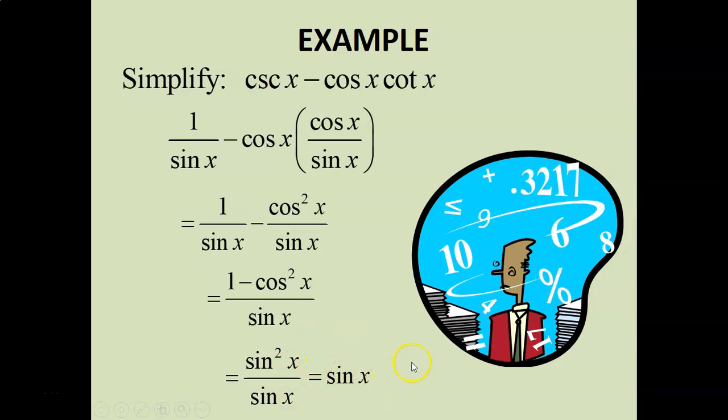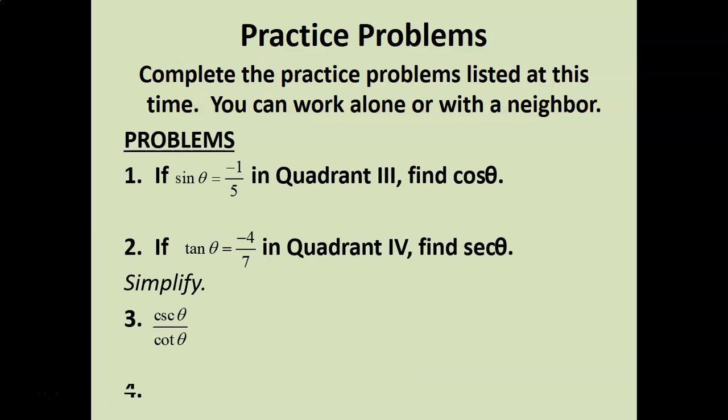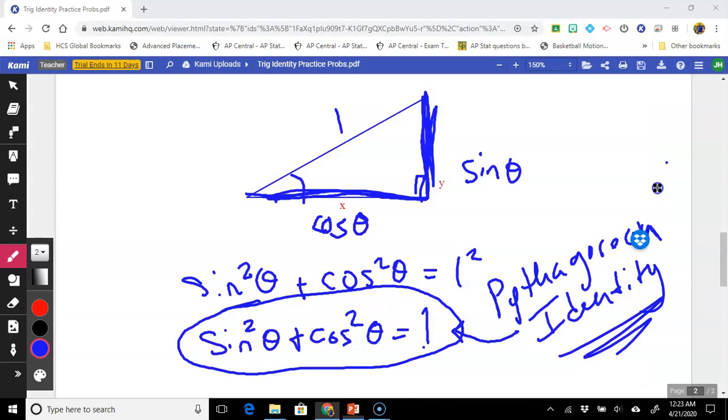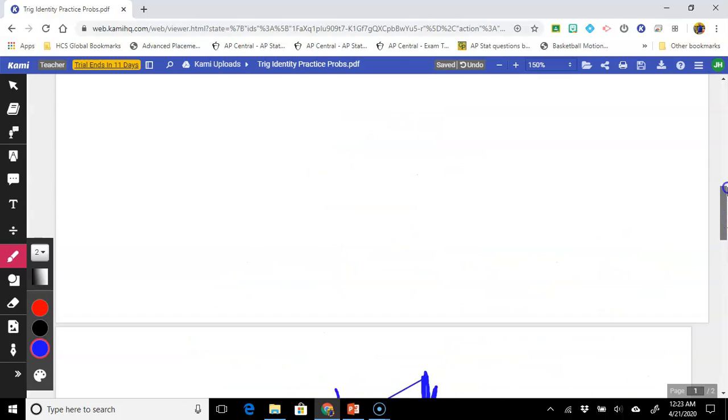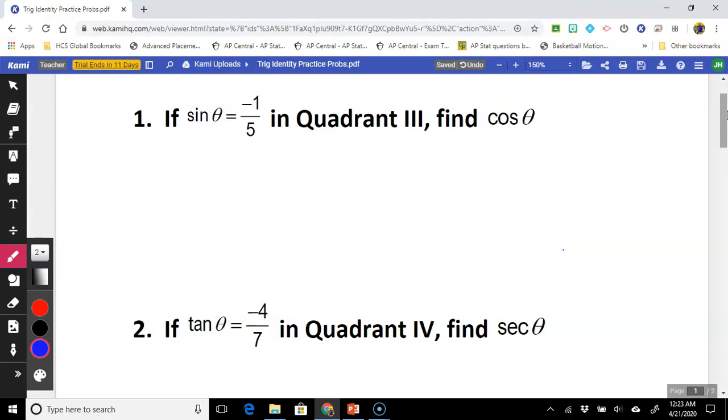And in this case, we simplified out to be sine of x. Okay, so I have some practice problems here. And rather than pulling them up in the PowerPoint, I'm going to look at them with you in Cami, and we'll sketch through them together. Number one says sine of theta is equal to negative 1/5, and we want to find cosine of theta, but, and this is an important piece here, we are in quadrant 3.